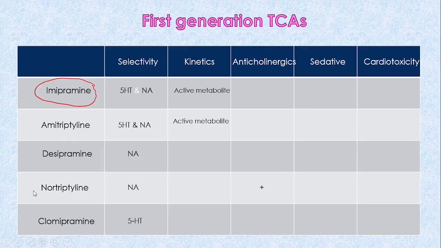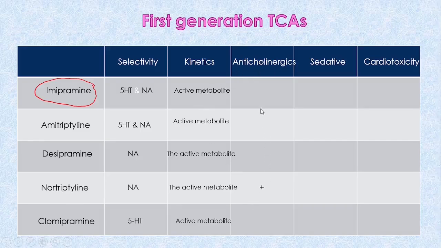It is metabolized to nortriptyline, its active metabolite. Desipramine is the active metabolite of imipramine, while nortriptyline is the active metabolite of amitriptyline. Okay, so these are the kinetics of the tricyclic antidepressants.